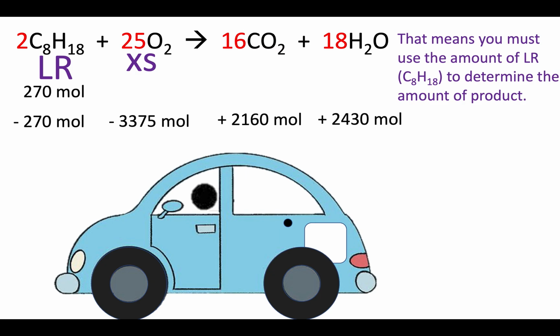And for us, the easiest thing to do is to just do these calculations with both reactants. Use the 270 from the gasoline, figure out how much of everything can be made, and then do the calculation with the amount of oxygen that you have, or the amount of the other reactant, and the smallest amount of product is the correct answer.